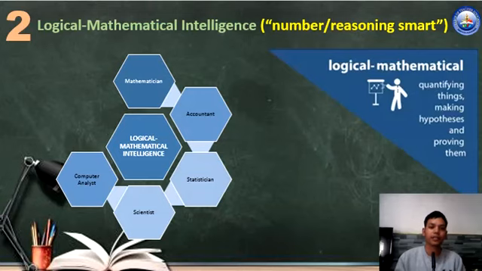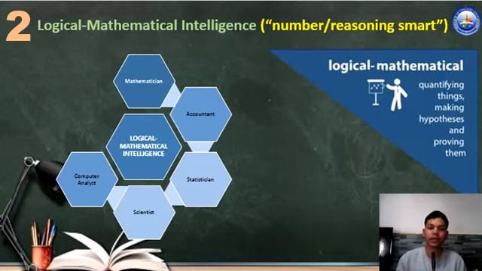The second one is logical-mathematical intelligence, or number or reasoning smart. Logical-mathematical intelligence refers to the capacity to analyze problems logically, carry out mathematical operations, and investigate issues scientifically. People with logical-mathematical intelligence, such as Albert Einstein and Bill Gates, have an ability to develop equations and proofs, make calculations, and solve abstract problems.